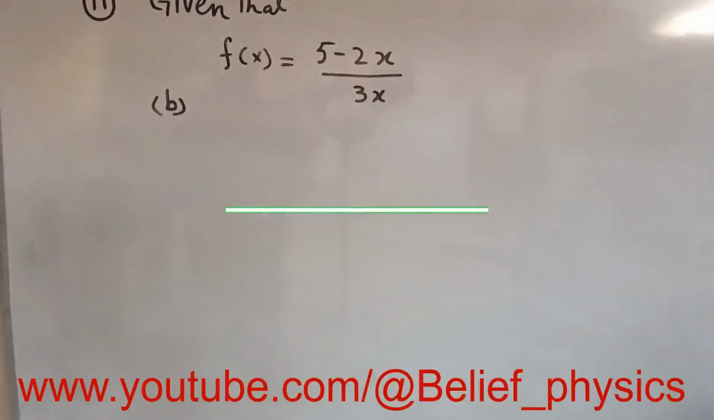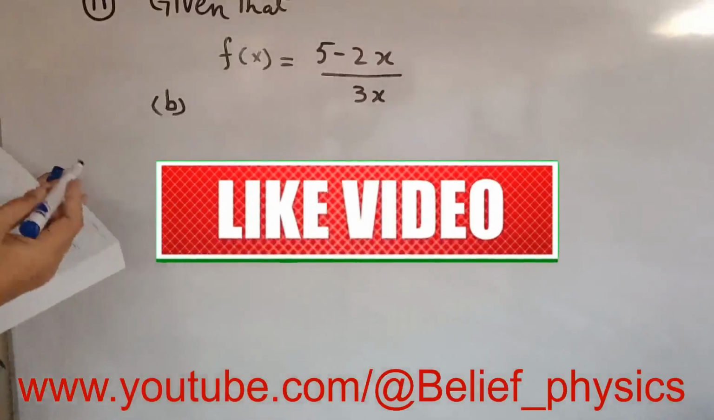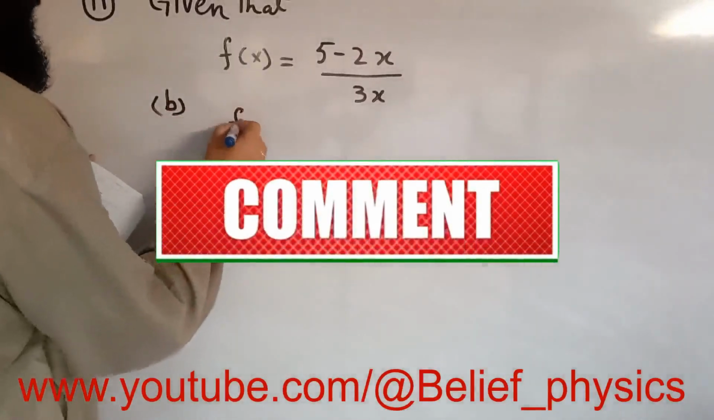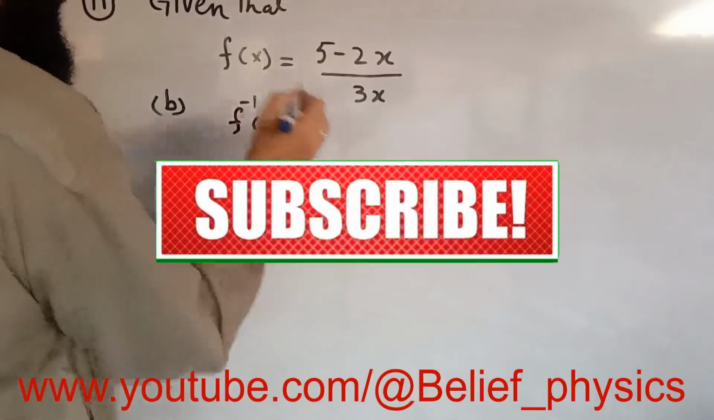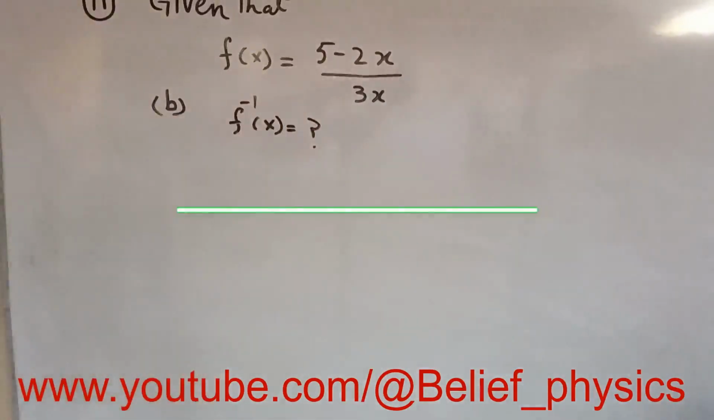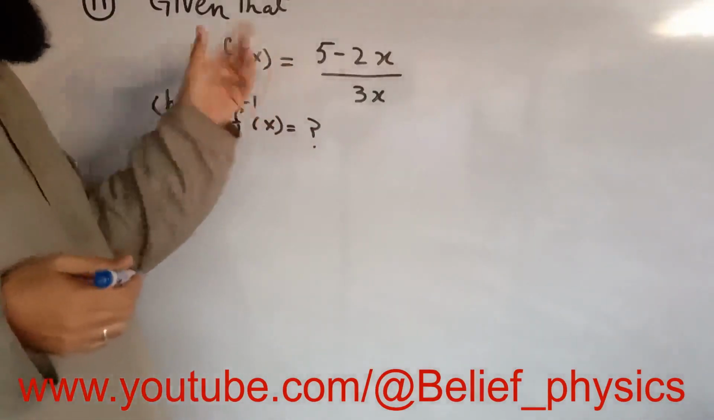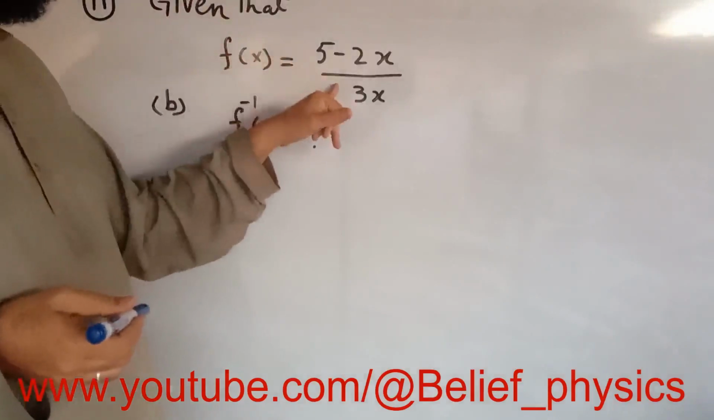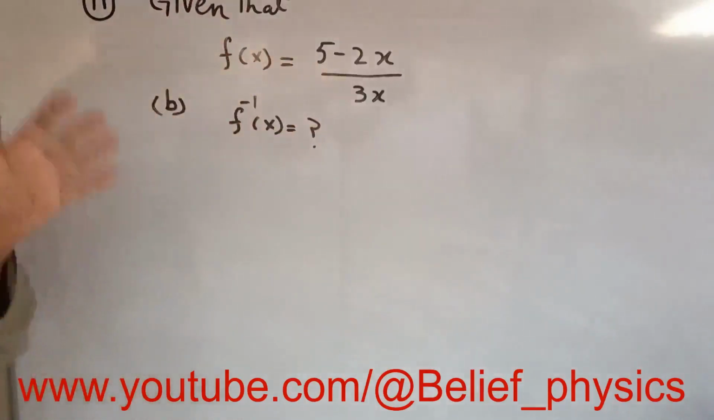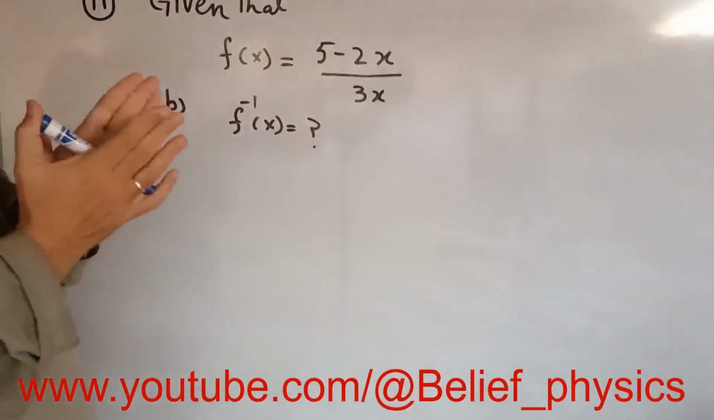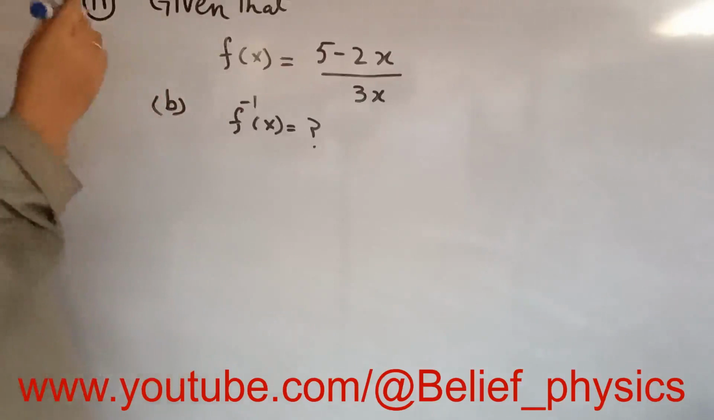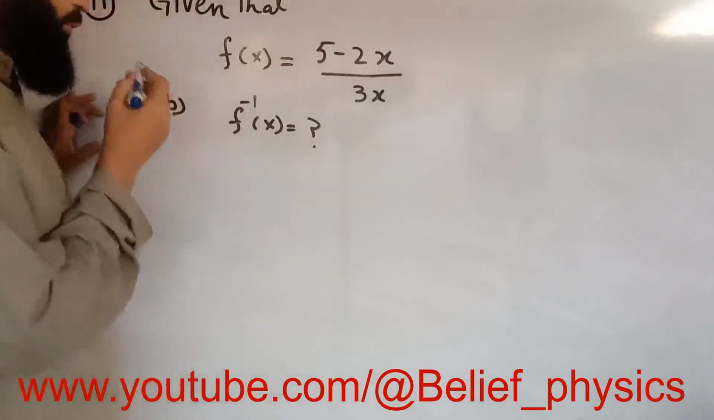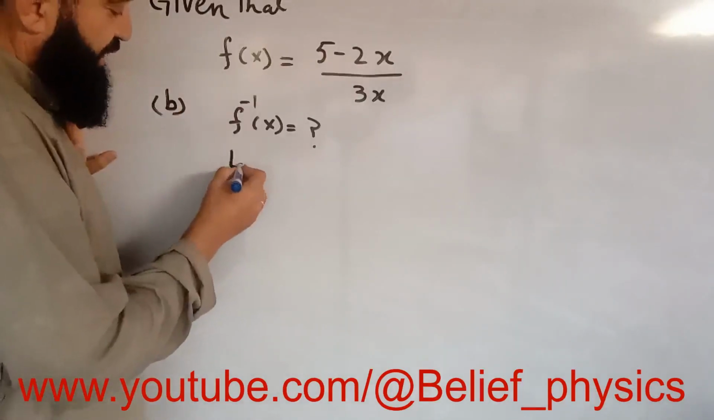B part. In B part, we have to find f inverse of x. We have to find f inverse of x. Now, this is the function which maps x onto this. F inverse of x means the domain of function will become range, and range will become domain. So for this, how we will proceed? We will proceed like that.